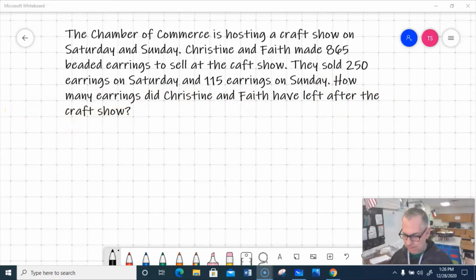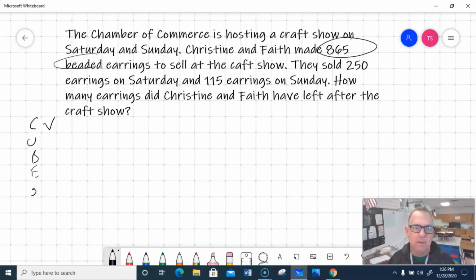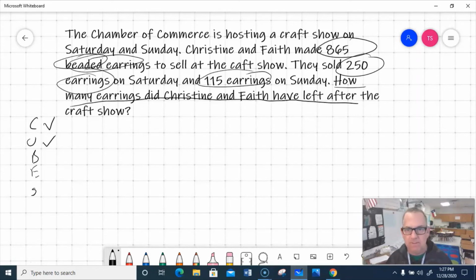So, I like to use my CUBES strategy. That's C-U-B-E-S. And first thing I'll do is circle the important information. So I have 865 beaded earrings, 250 earrings on Saturday, and 115 earrings on Sunday. Next step, that looks like all the important information. Next thing I'll do is underline what it's asking, and that is how many earrings did Christine and Faith have left after the craft show?